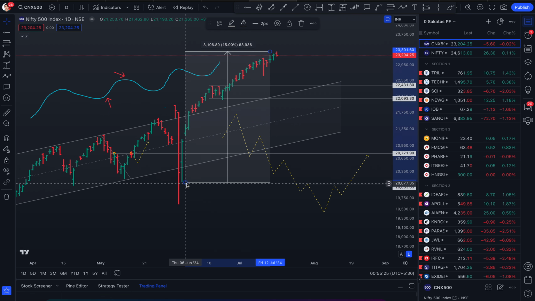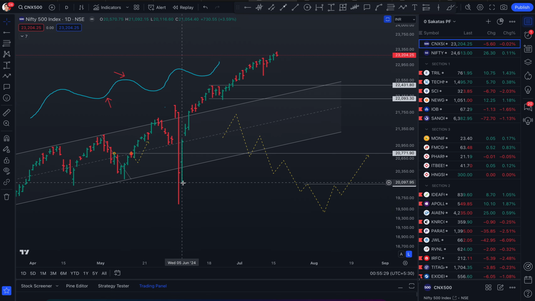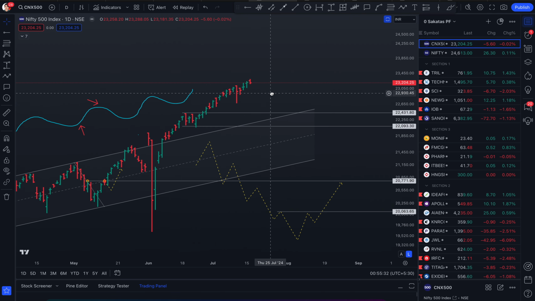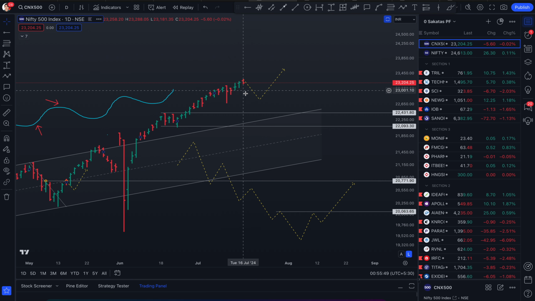Sorry, 15%, 18, 19, 20%. And this is such a huge rally. And after such a 20% move in 1.5 months, there's always a fear of something like this happening.